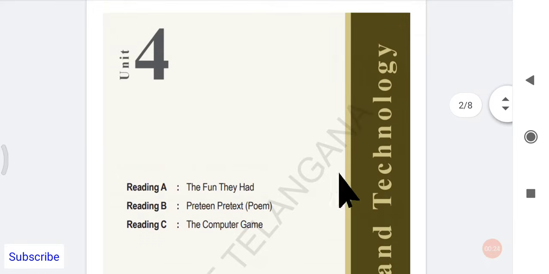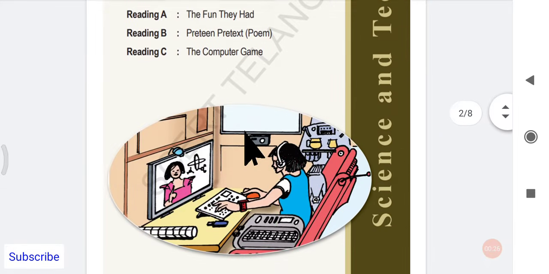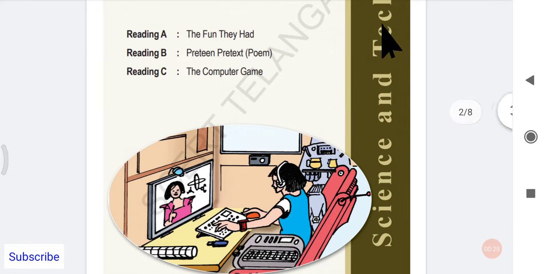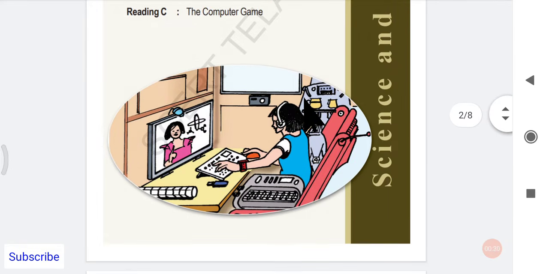As you see on the right hand side, you can see science and technology, and you can also see a picture here. There is a girl with a laptop or computer in front of her, and so many gadgets beside her, and you can also see a robot standing on the right side of her holding some coffee or tea, whatever it is. So this lesson is exactly suitable to the present situation that students are undergoing.